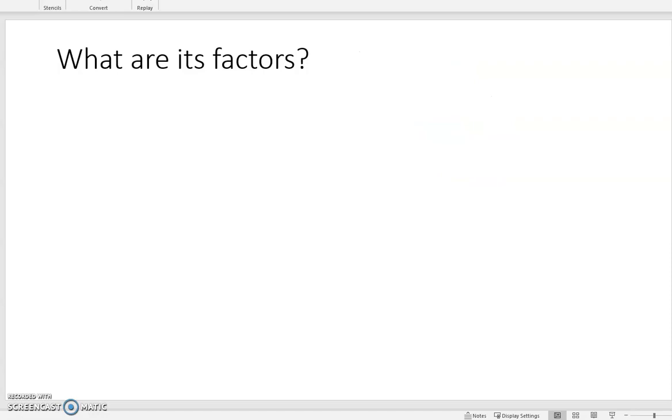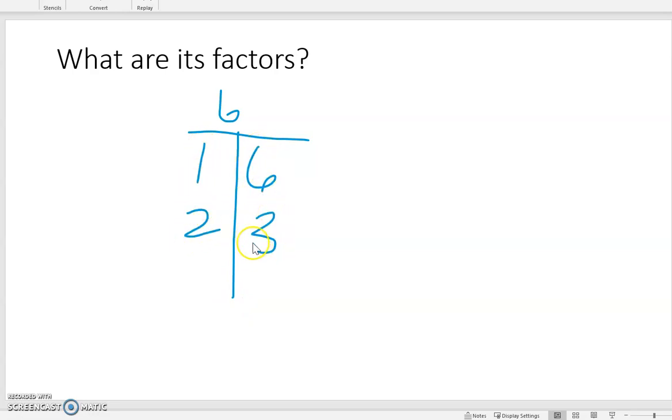On the next slide, you're going to list out all of the factors of your number. So for 6, I typically use a factor t to do this, starting with 1 times 6 and 2 times 3. When you're using a bigger number, remember you want to check all of those possibilities. You can do so using a calculator.